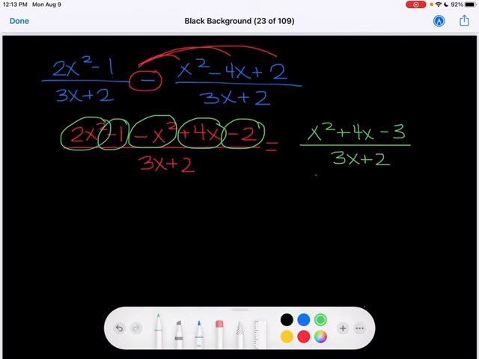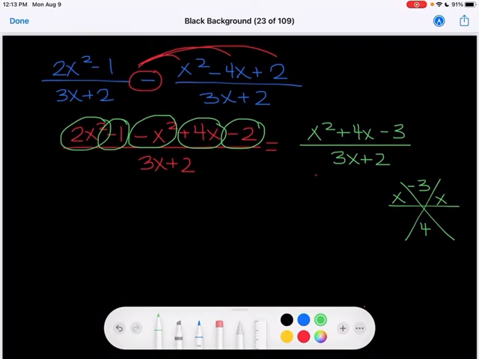All right, now I need to see if anything will cancel, but I have to factor before I can do that. So my numerator, there's no GCF. I'm going to try to do the asterisk. Remember, a times c goes on top, so that's negative 3, and then b is on bottom, and then x goes here and here.